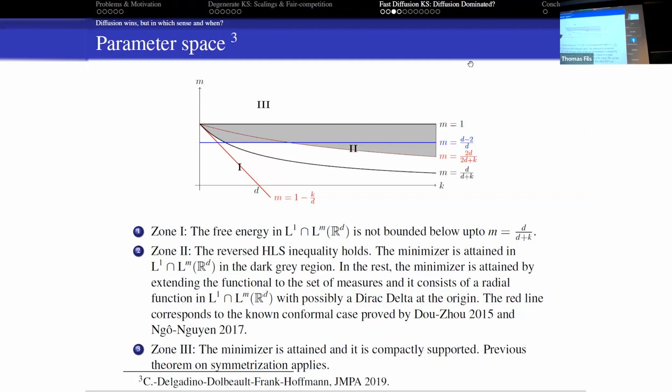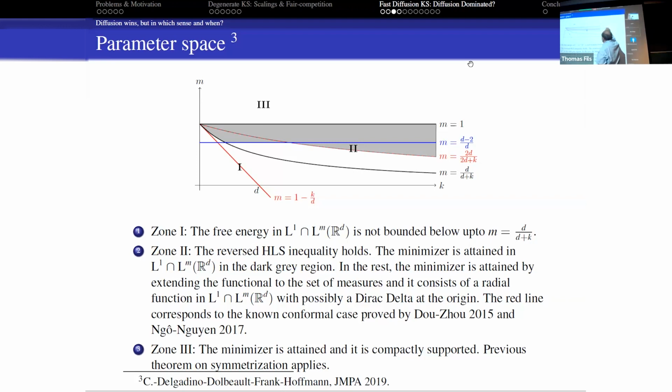Let me mention that this red curve here, which is m equals 2d over 2d plus k, was the only known case before we arrived to this question of reverse HLS inequalities. There was one specific relation between m and k in the literature, proven by Dou and Zhu, and then improved by Ngô and Nguyen, who got that reverse HLS inequality with sharp constants on that line. But now what we prove is that it's true for the whole regime. Okay, what else?